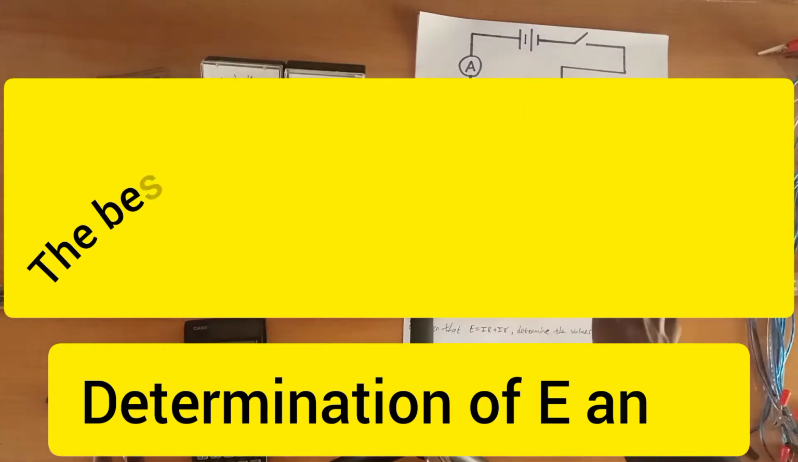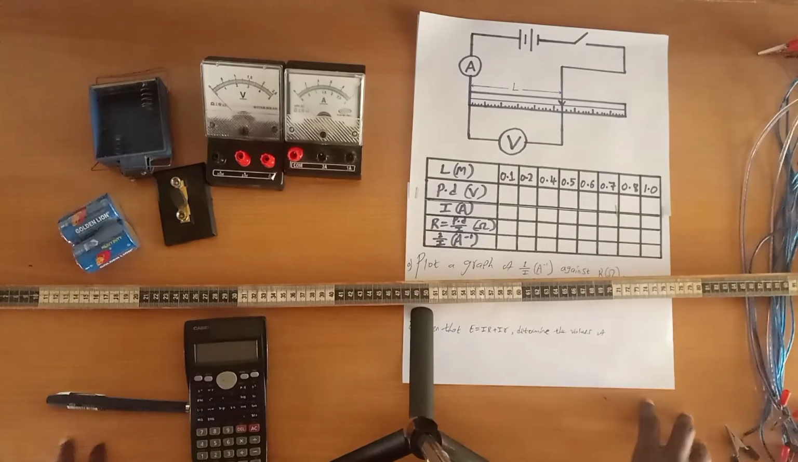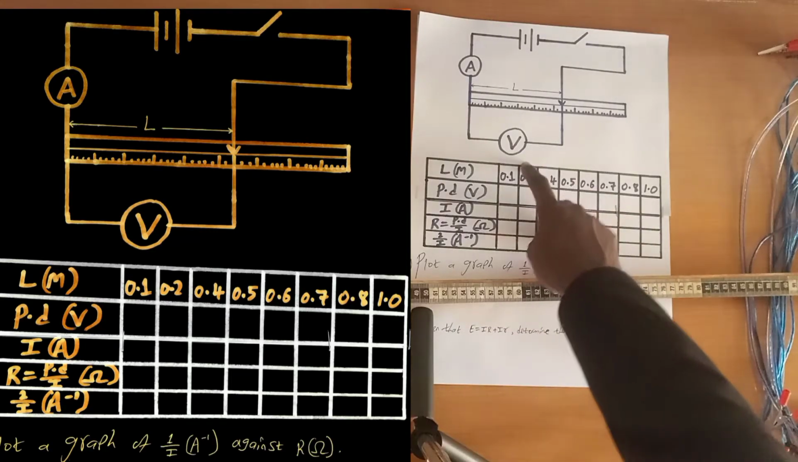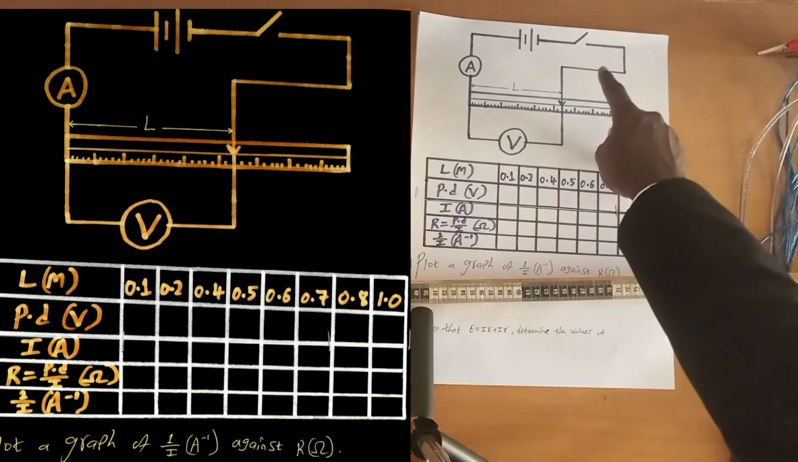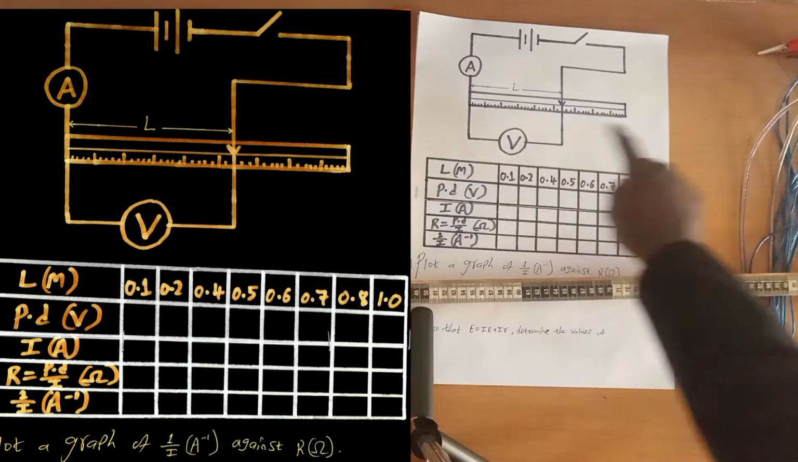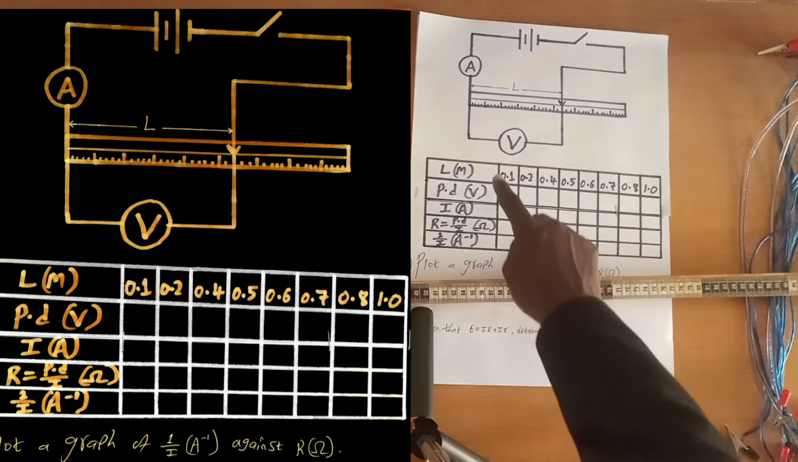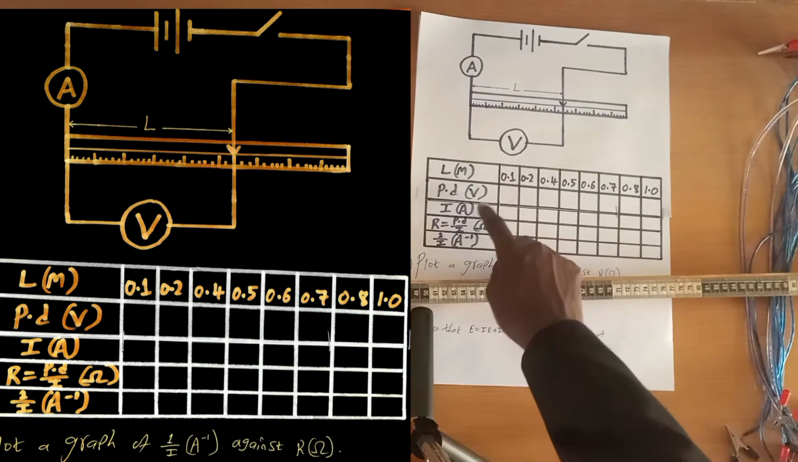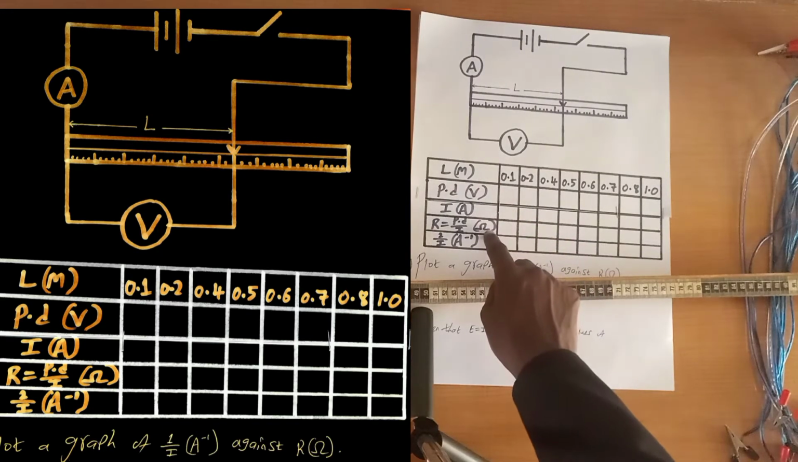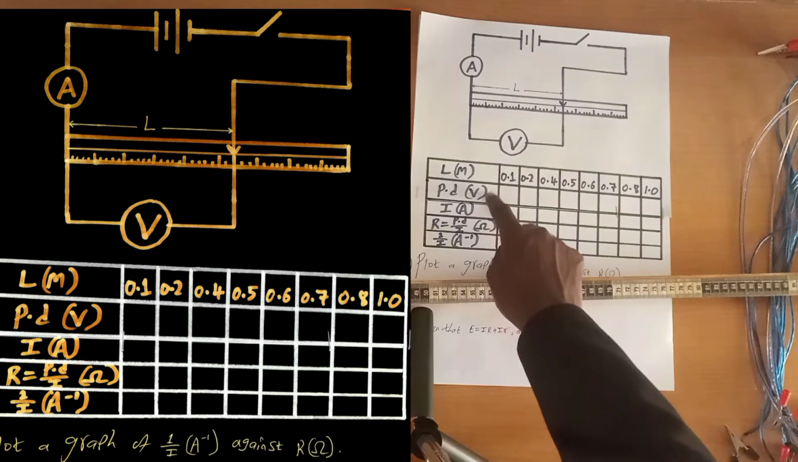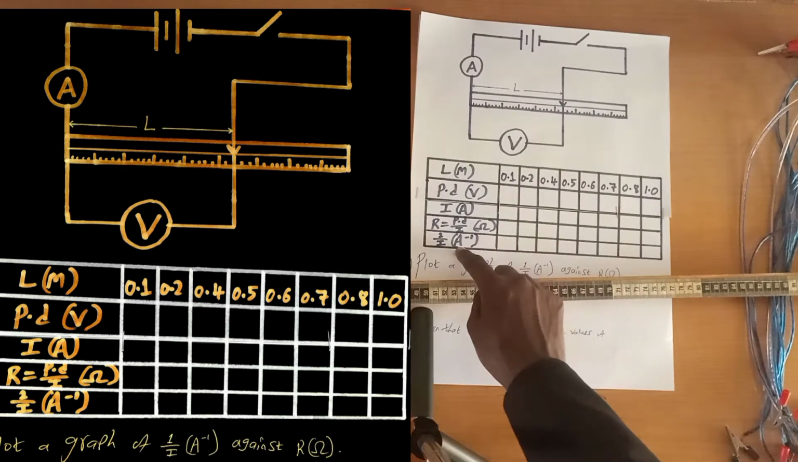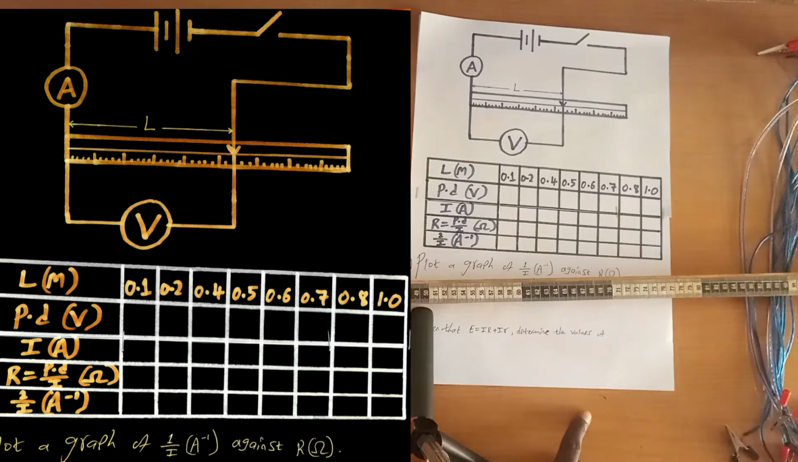So today we'll be looking at this practical. We have the ammeter, the voltmeter here, cells, a switch, and then we have nichrome wire. We'll be filling this table for length, PD or voltage, current, resistance, which is given by PD over current, and then the reciprocal of current.